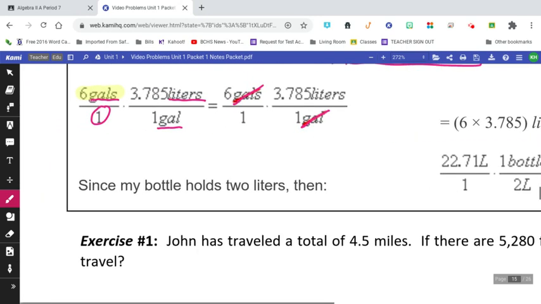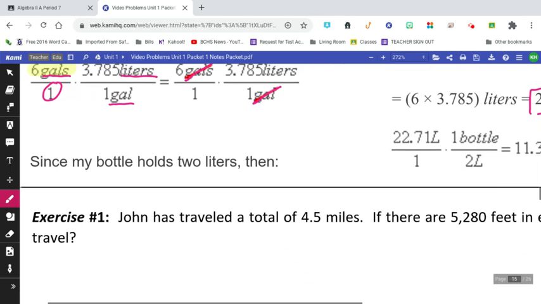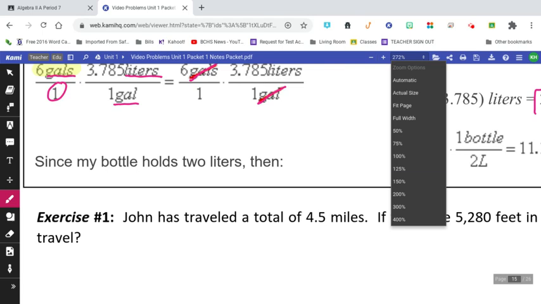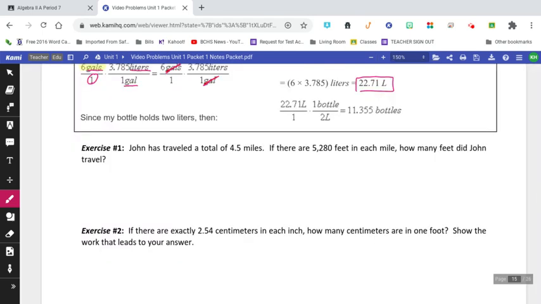Okay. All right, so let's do a few of these together. We're probably going to focus more in class on these, okay, because I get it. They can be a little tricky. Okay. So John has traveled a total of 4.5 miles. If there are 5,280 feet in each mile, how many feet did John travel?